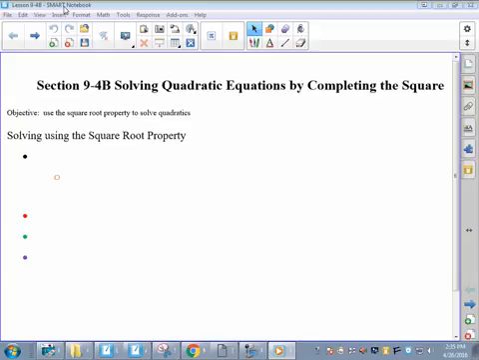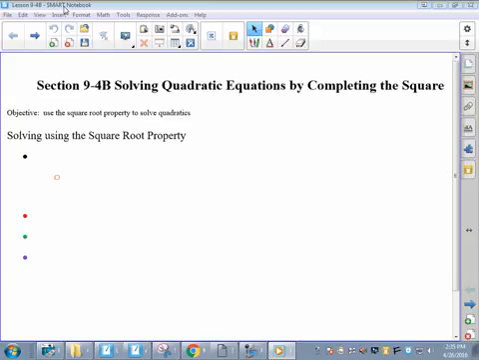We're going to solve quadratic equations by completing the square. In 9.4a we completed the square. Now we're going to talk about that square root property and different situations where we can use it. I debated about doing this first and 9.4a second, and decided to go this way, so all this stuff comes together.